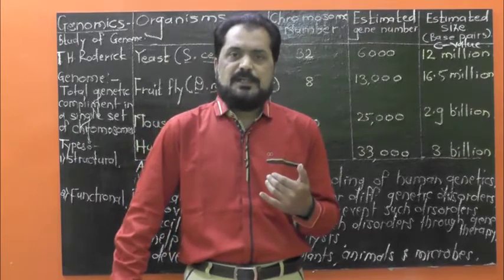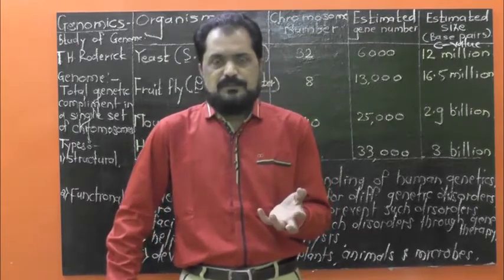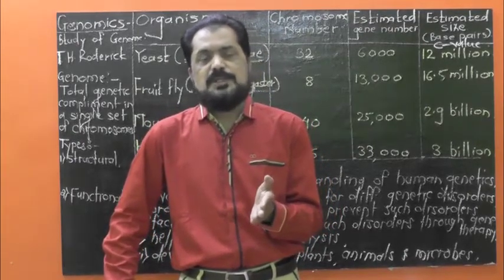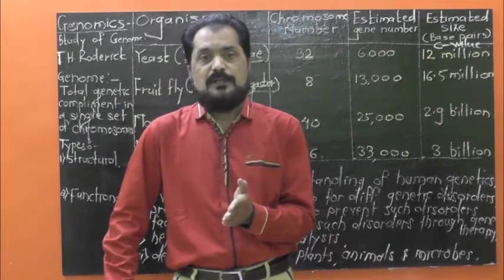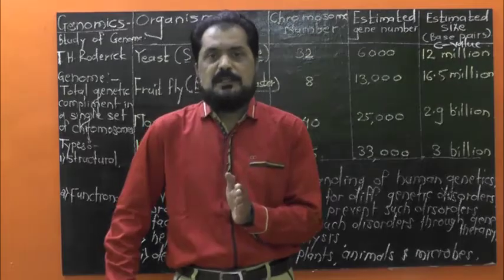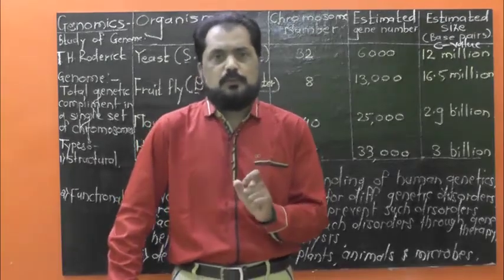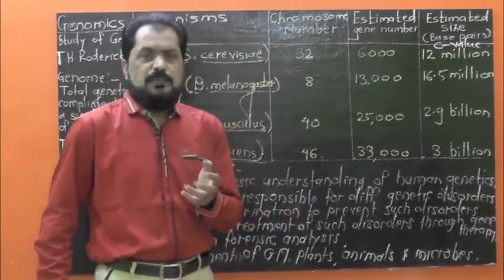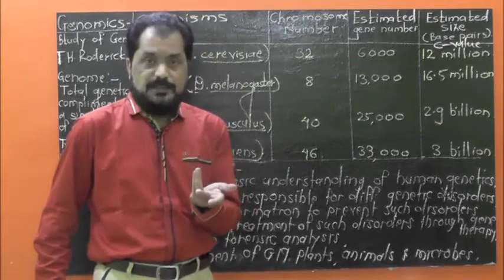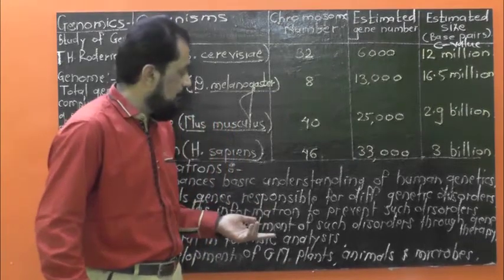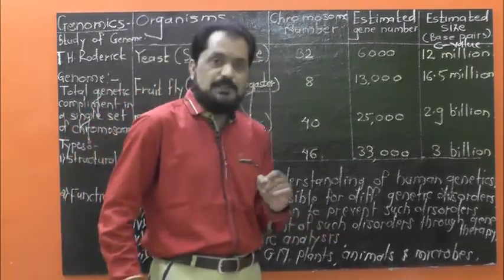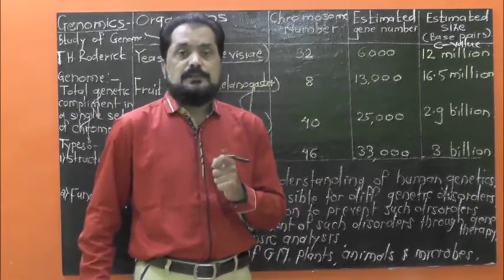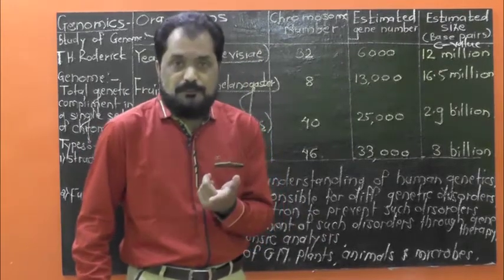Anyway, this technique is used, that is the technique of development of GM, genetically modified organisms or transgenic organisms, is very useful in the development of so many crop plants, fruit plants which show maximum desired characters. Also for the development of different transgenic animals so as to obtain different desired products from them.